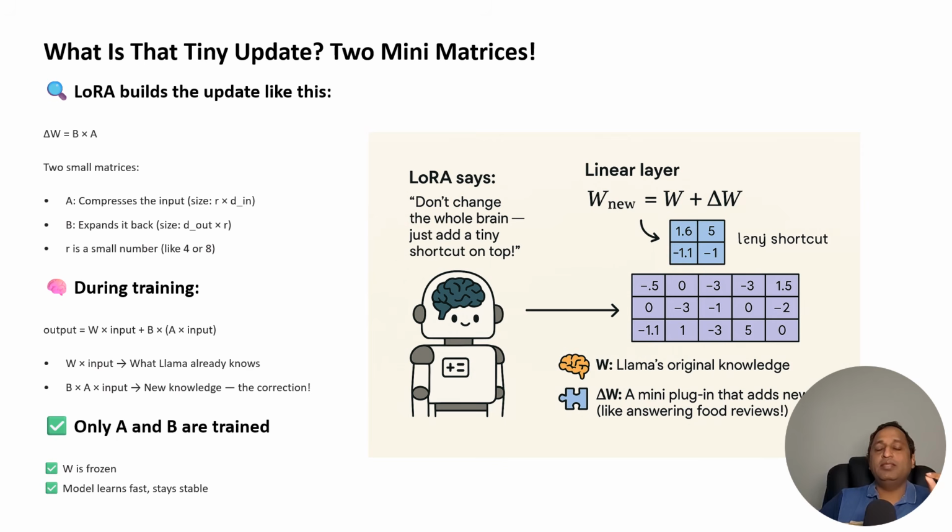So during training, the model uses output equals W times input plus B times A times input. If you see that equation, the first part, W times input, is the original model response. The second part, where you have the A and B matrices times input, is our tiny task specific correction. And best of all, we only train A and B. W is still frozen. So training is fast, memory efficient, and the original model stays stable.